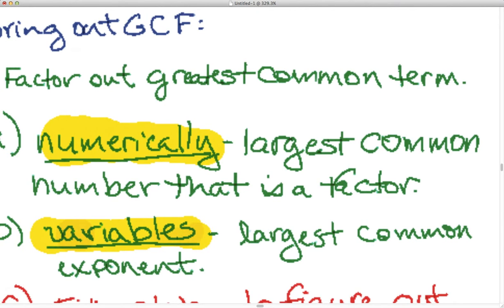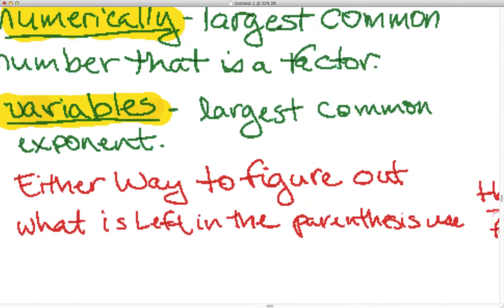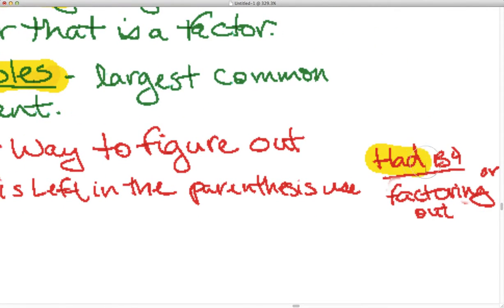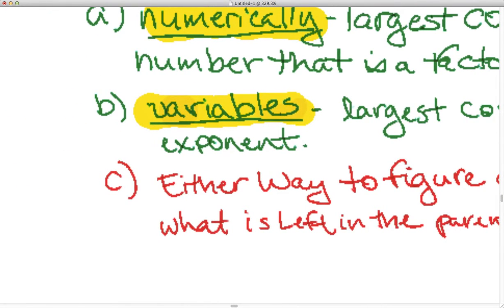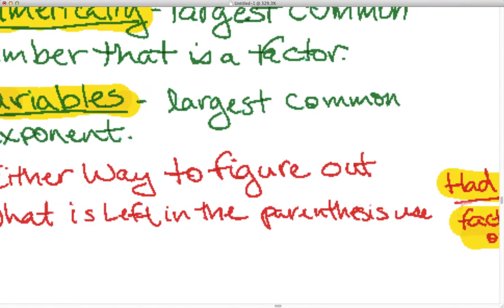Either way, to figure out what's left behind, you're always going to use what you had before over what you're factoring out, whether it's numerically or whether it is a variable. And that's basically it.